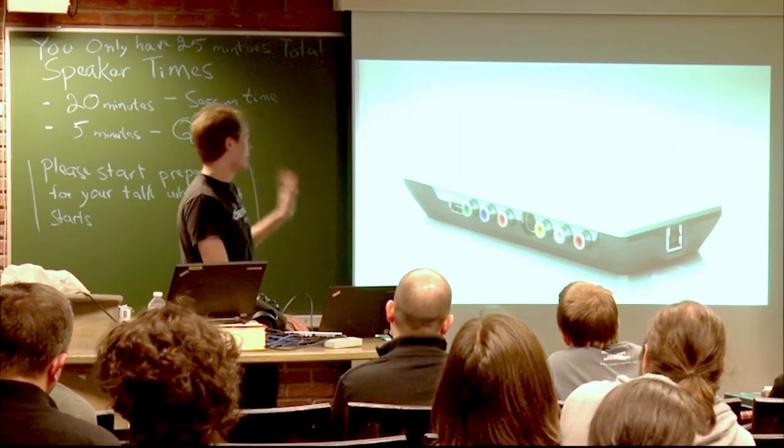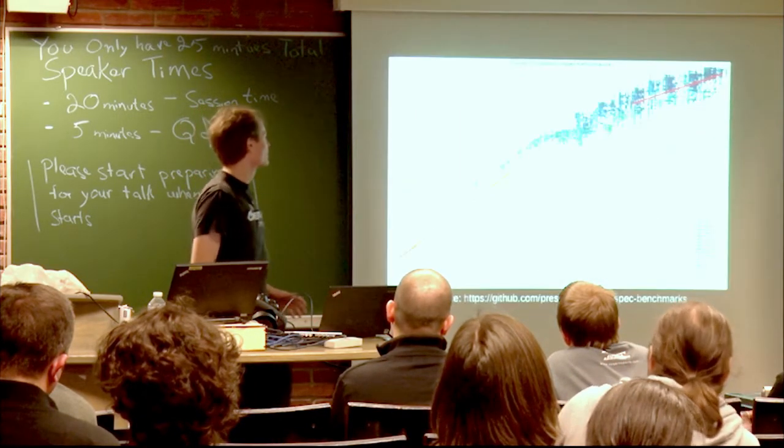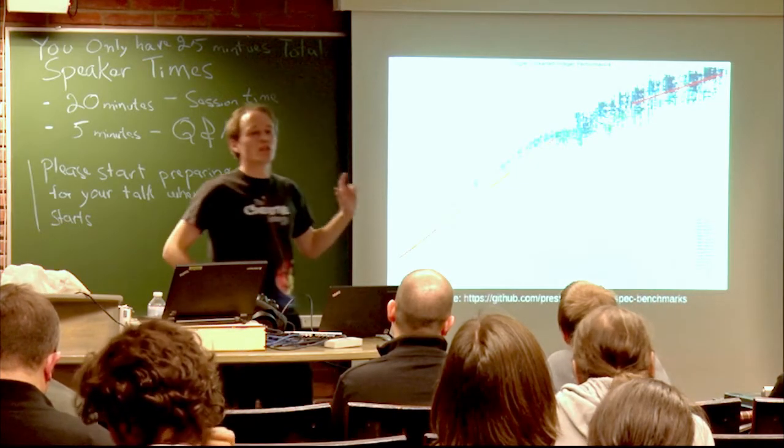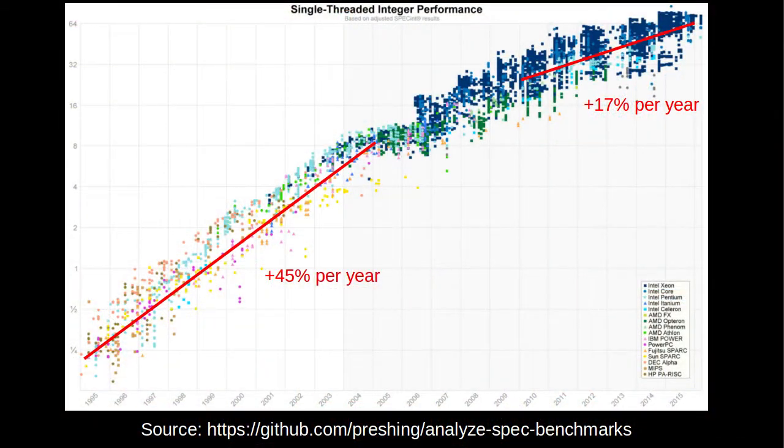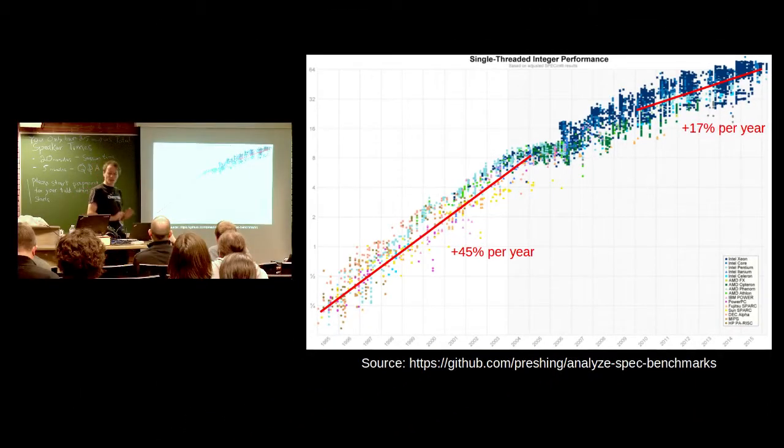Now, after input, we need a process. And here's a dirty little secret. CPUs don't get faster anymore. I mean, we talked about Moore's law. To a large extent, yes, we do get more transistors. We don't get more power. We talk about, sure, we'll have more cores, right? But no, desktop machines don't really get more cores anymore.